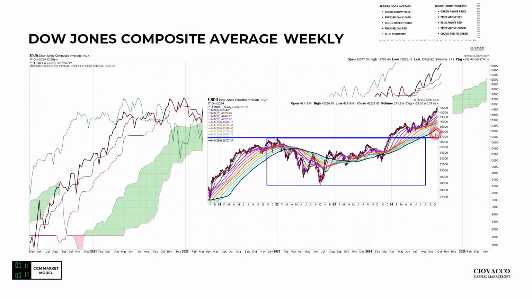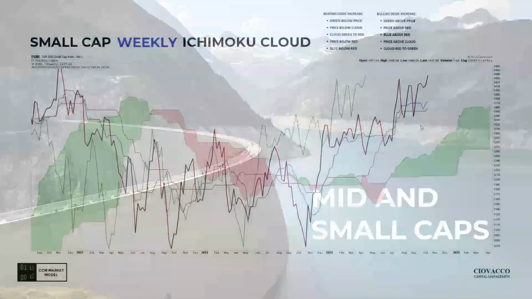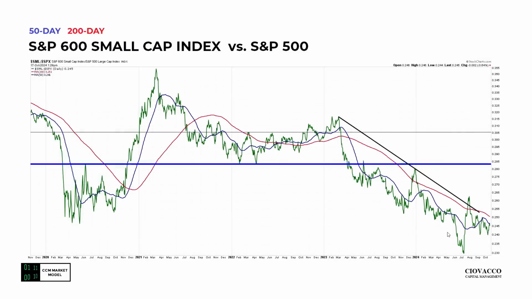How do market participants feel about small and mid-cap stocks? The trend in the S&P 600 small cap index in isolation is constructive, checking all of the bullish boxes on the weekly cloud. However, we still don't have significant improvement, or really any improvement, on the relative trend. This is the S&P 600 small cap index relative to the S&P 500 large cap index.